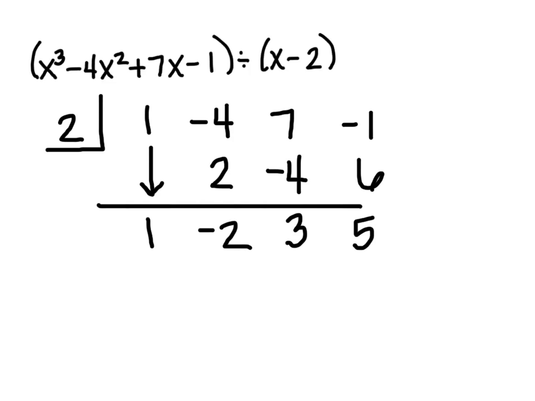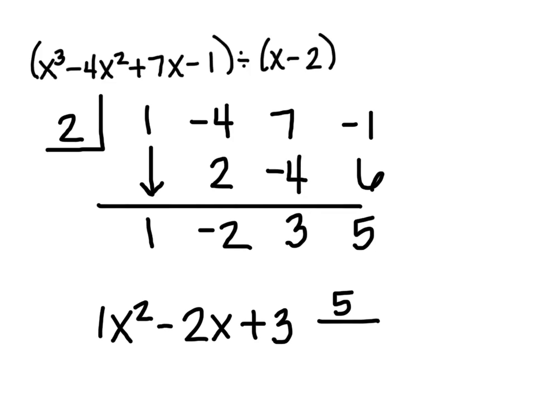The last step I have to do is put back my variable. It's always going to be 1 degree lower than what I started with when I put my x's back in. So because I had an x cubed, my answer is going to start with an x squared. So my answer is 1x squared minus 2x plus 3. And this last term is 5. This last term is always going to be my remainder. So in this case, I have a remainder of 5, which I'm going to write as 5 over x minus 2. And that's how we solve by using synthetic division.